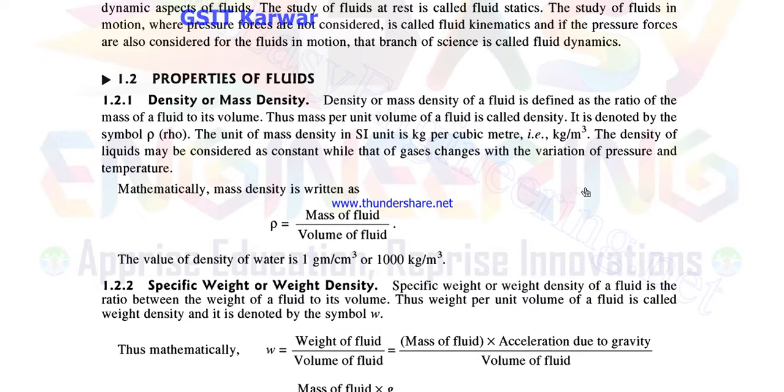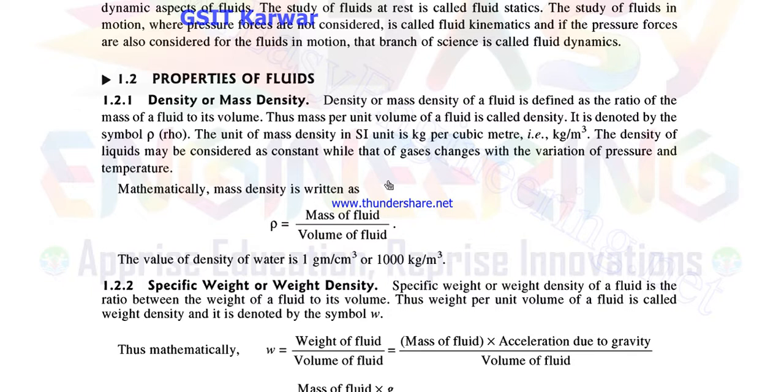What is density or mass density? Density or mass density of a fluid is defined as the ratio of the mass of a fluid to its volume. Thus, mass per unit volume of a fluid is called density. It is denoted by the symbol rho. The unit of mass density in SI unit is kg per cubic meter.